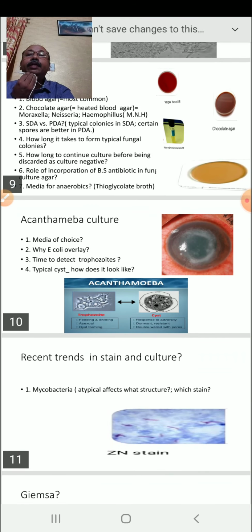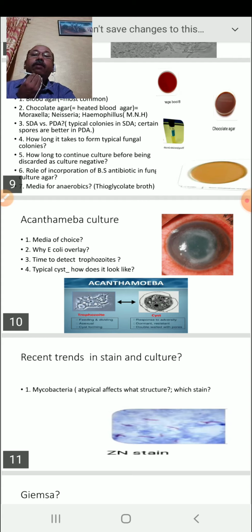Now how long does it take to form a typical fungal colony? It is usually 2 days or 48 hours. Before you discard any culture as negative, you have to continue the culture for at least 2 weeks or 14 days. Then you can declare that the culture is negative. In our part of Gangetic West Bengal, we tend to have more than 50% culture negative corneal ulcers.